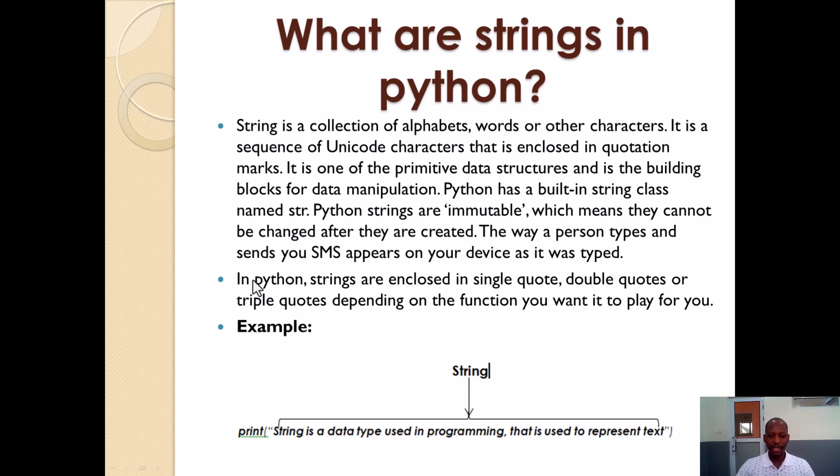Alright, now in Python, strings are enclosed in quote marks, so they can be in single quote marks, double quote marks, or triple quote marks. And this is depending on the function you want it to play for you. Now, consider the example here. These characters that are enclosed here are known as the string. So all these are strings.